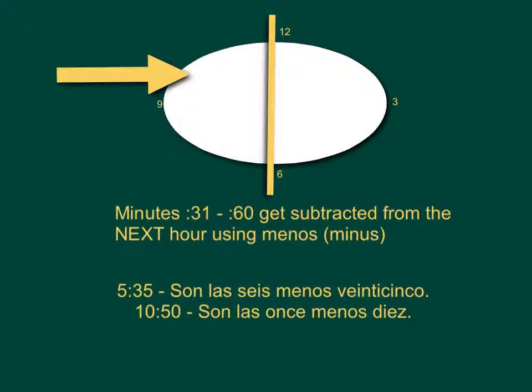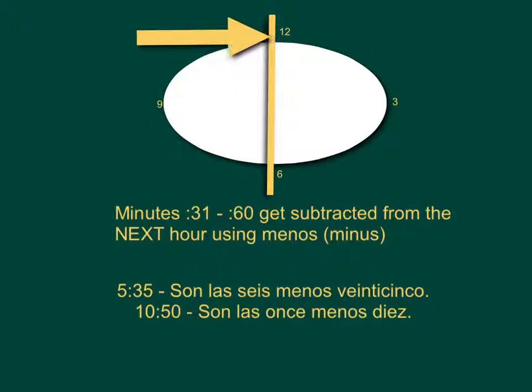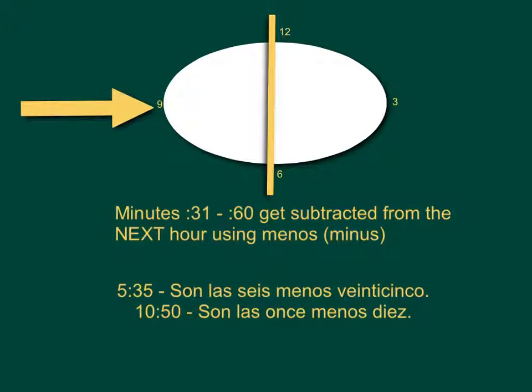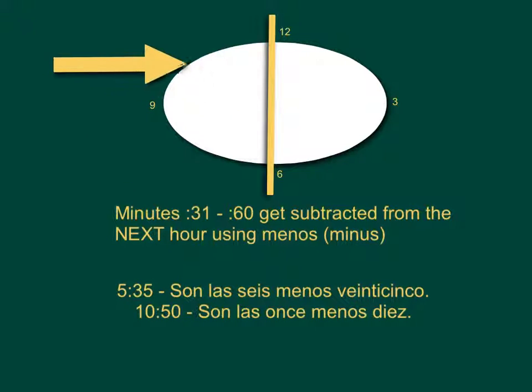All right, now we're going to look at the second half of the clock. The half that's between the 12 and the 6 with the 9 on it. These are the higher minutes. So this is minutes 31 through really 59, even though I wrote 60.